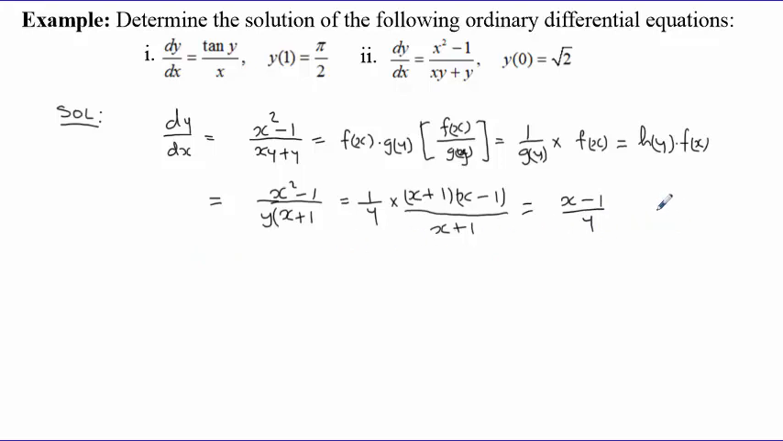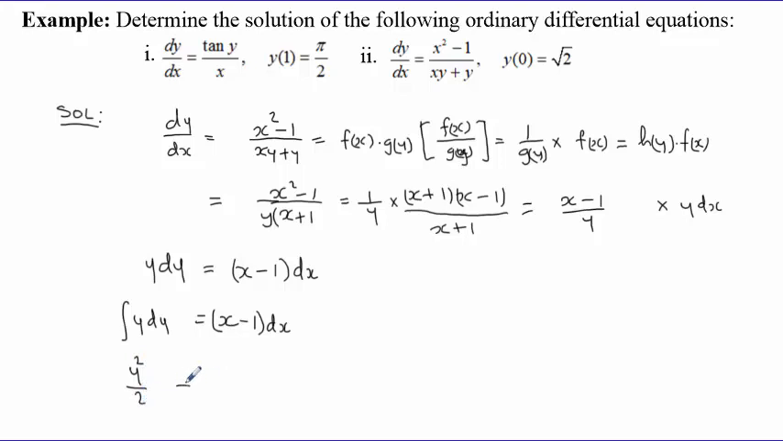And multiplying both sides by y dx, what we immediately get is y dy equals x minus 1 dx. And then from there, we can do direct integration on both sides of the equation. Integrating, we get y squared over 2 equals x squared over 2 minus x plus c. Simplifying this, we multiply both sides by 2. We have y squared equals x squared minus 2x plus c.